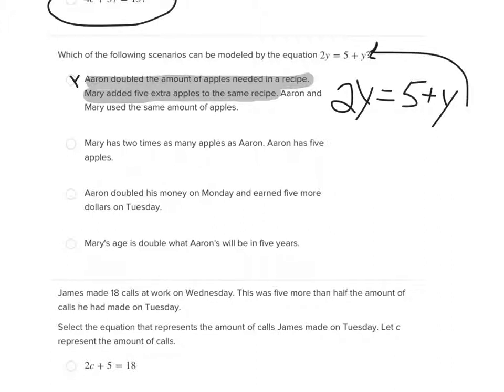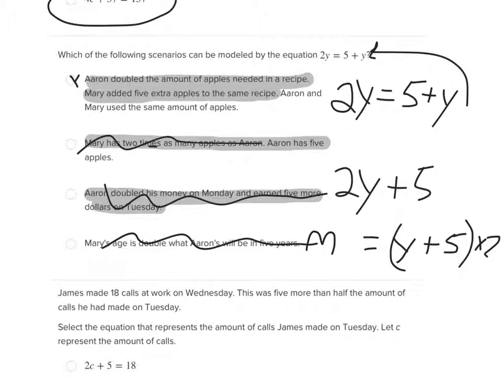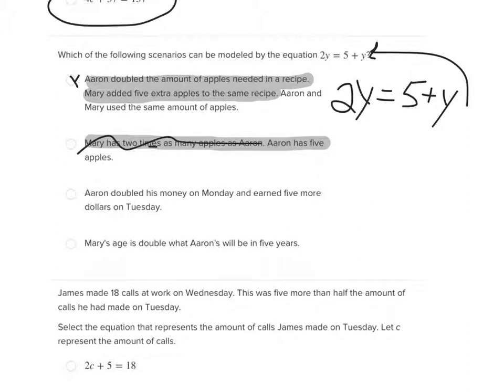The next one. Mary has 2 times as many apples as Aaron. Aaron has 5 apples. That would not be represented by that equation. Pretty much you could figure out that Mary has 10 apples and Aaron has 5 apples. You don't need an equation for that one. So that's not it. Hey, why is it not writing? There we go. All right.